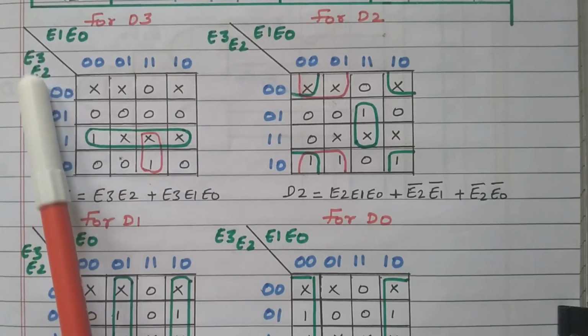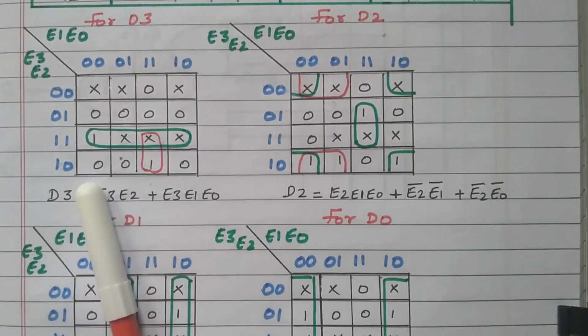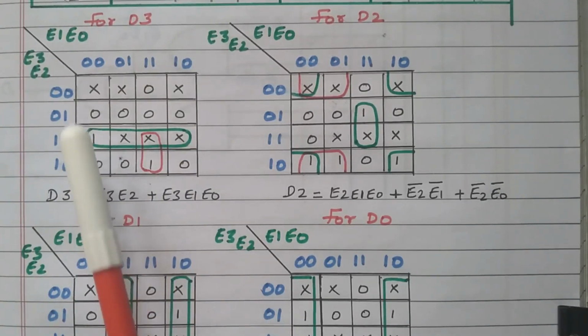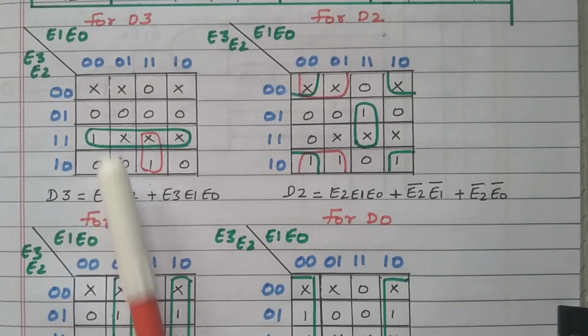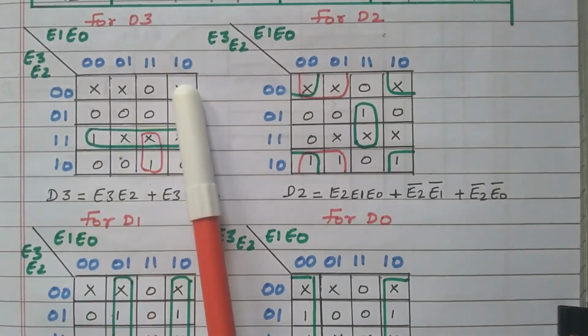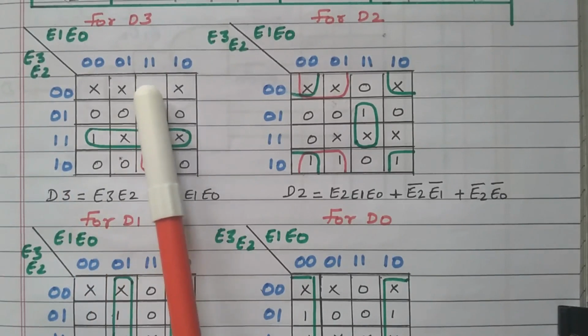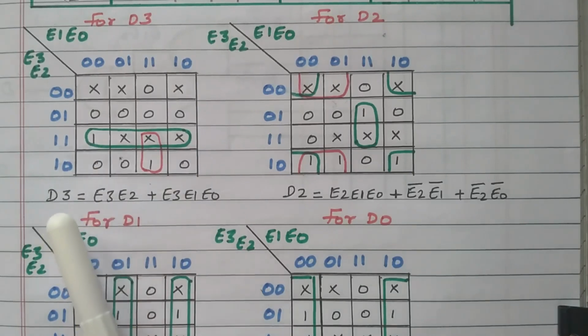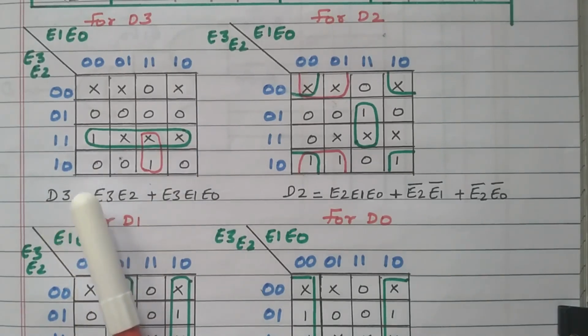E3 and E2, two variables, so four possibilities are available: 0 0, 0 1, 1 1, 1 0. E1 and E0 also, two variables having four possible combinations: 0 0, 0 1, 1 1, 1 0. There is an interchange between the third and fourth column, similarly the third and fourth row. Right. Now we need to mark the ones available in the truth table.